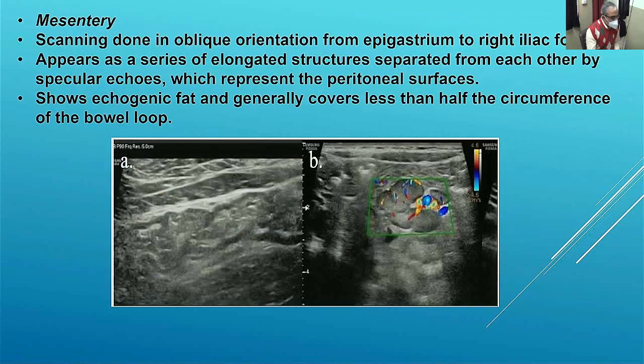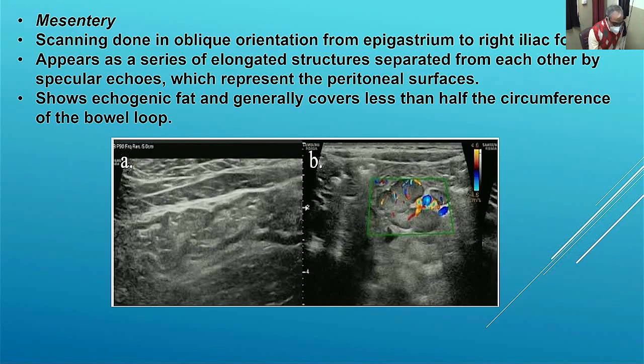Next area is the mesentery. Mesentery is scanned obliquely from the iliac fossa, and it appears as a series of elongated structures. They are separated from each other by echoes that represent the peritoneal surfaces of the mesentery, and there is echogenic fat. It is said that the fat should cover less than half the circumference of a bowel loop.